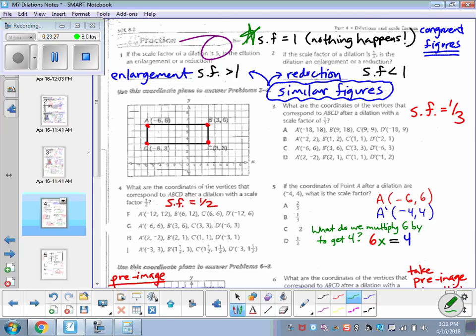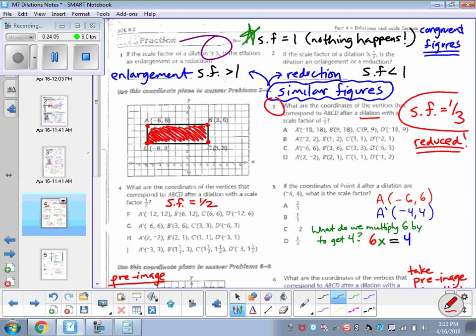All right? So now let's take a look at problems 3 through 5 together. Problems 3 through 5 use this red rectangle, which is already graphed on the coordinate plane. Okay? So let's take a look. We're going to start now with question 3. It asks, what are the coordinates of the vertices that correspond to rectangle ABCD after a dilation with a scale factor of 1/3? This scale factor of 1/3 already lets you know that everything's getting smaller, it's being reduced.